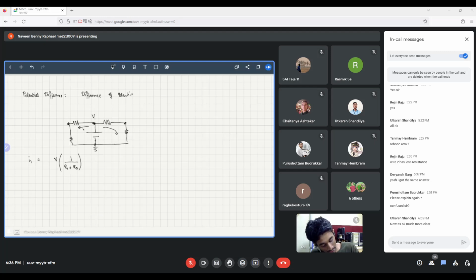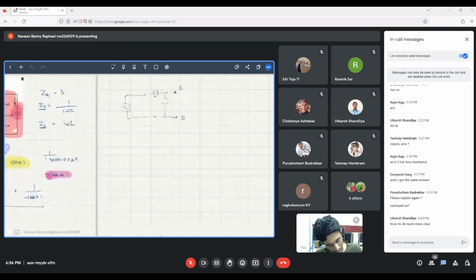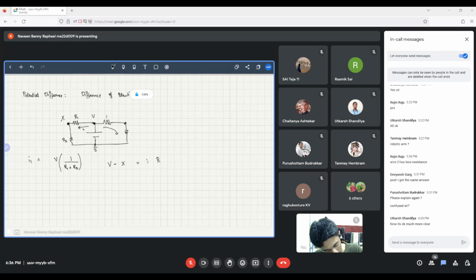If this point has potential V, and let's say this point has potential X, we know V minus X is the potential difference across the resistor, and that is I into R1, with R1, R3, R2, R4 in the circuit. So V minus X is the potential difference across R1, and that is I1 into R1, which is equal to V by (R1 plus R3) into R1. If you rearrange a bit, you will get X is equal to V into R3 by (R1 plus R3).